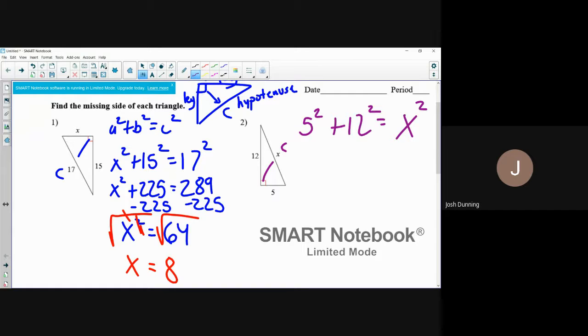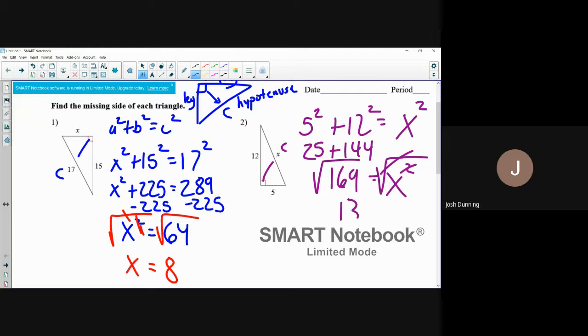Now, you can just type that whole thing in, 5 squared plus 12 squared. Or if you want to do them out, either way, you'll get 169. And again, the opposite of square, square root. That cancels the square out. The square root of 169 is 13.